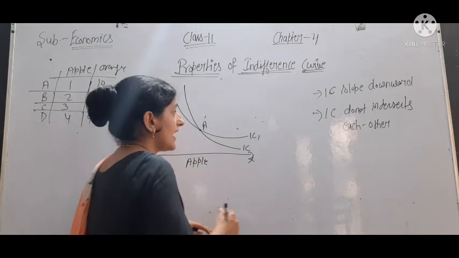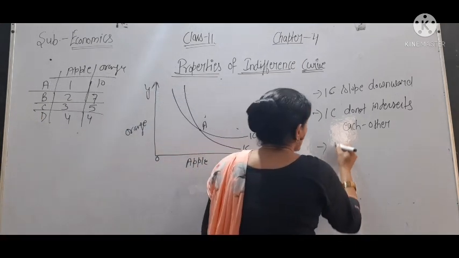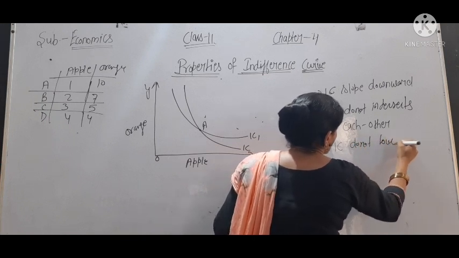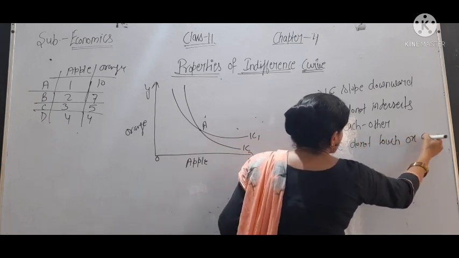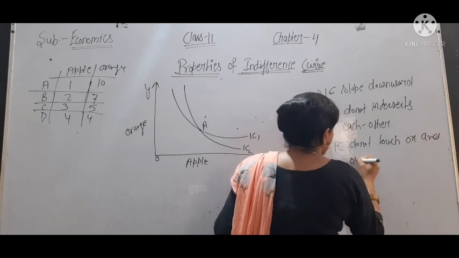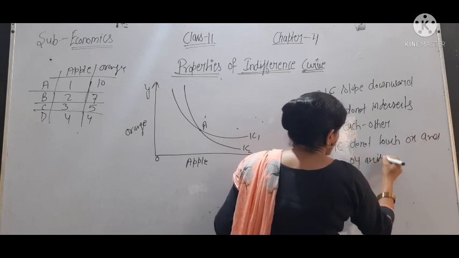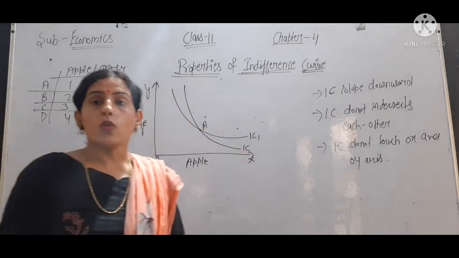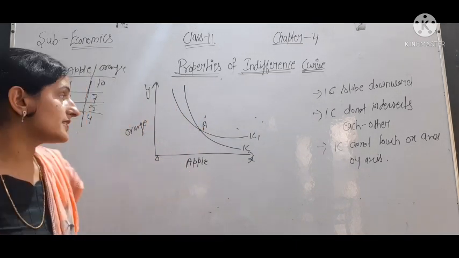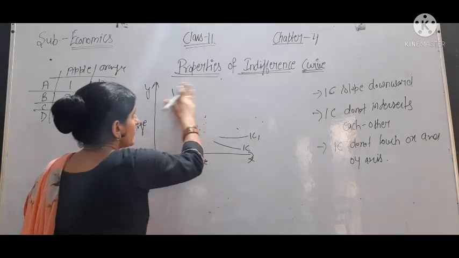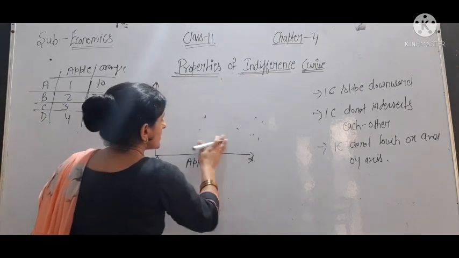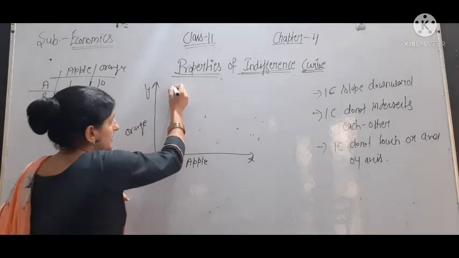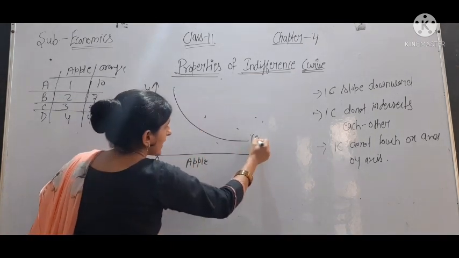And the next property is that ICs do not touch the OX axis and OY axis. It means this indifference curve will not touch the OX axis or the OY axis. The shape of the IC will remain like this.